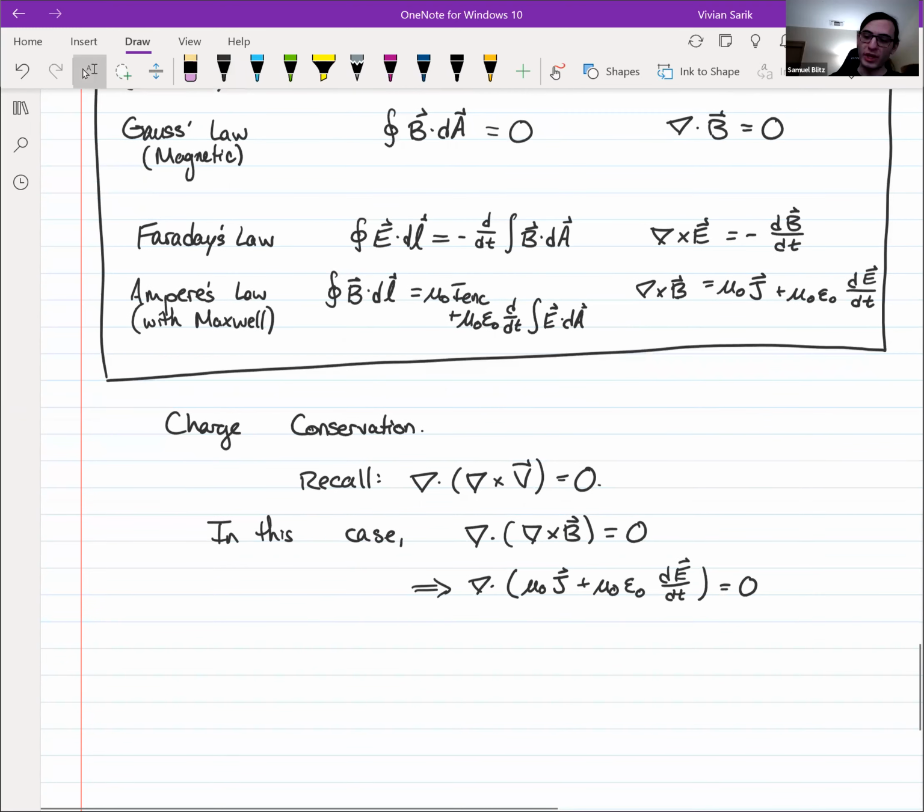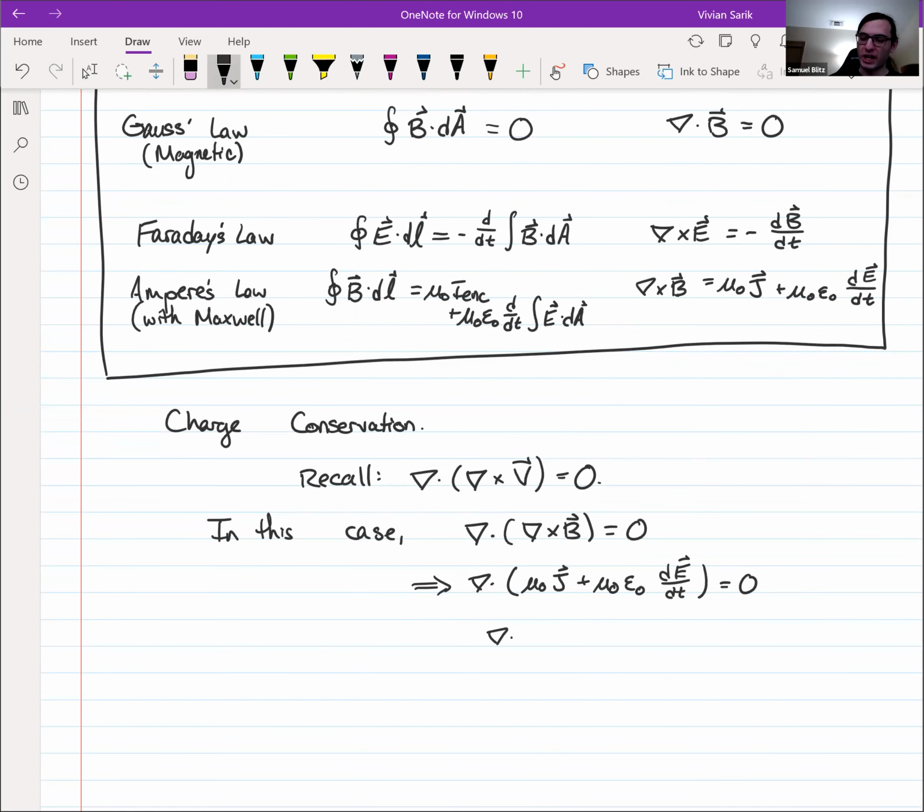So that is, we get that the divergence of J, I'm factoring out a mu naught and dividing, by the way, plus epsilon naught times the time derivative of the divergence of E, that's equal to 0. So we can change the order of these derivatives, by the way, because one's a spatial derivative and one's a temporal derivative. And generally, at least until you get into general relativity, you can swap the order of those, no problem.